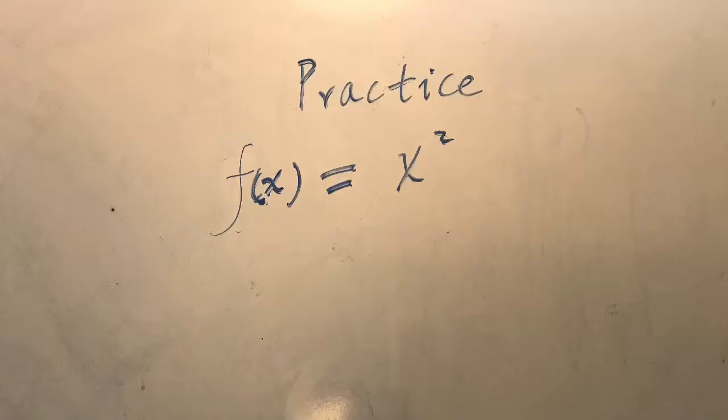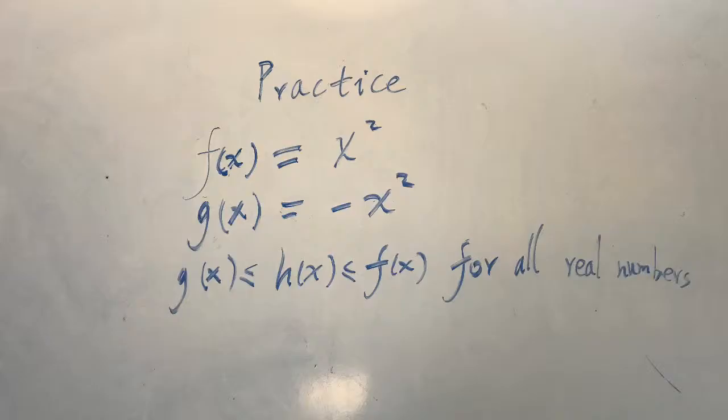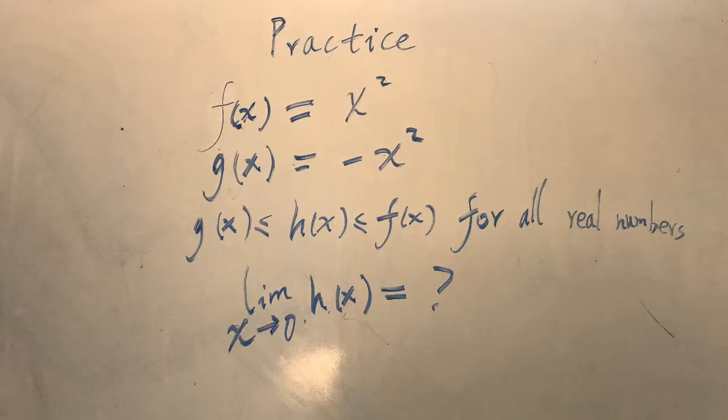Let's suppose that f of x equals x squared and g of x equals negative x squared. f of x is larger than or equal to h of x, which is larger than or equal to g of x, for x equals all real numbers. Now, what is the limit of h of x when x approaches 0? You have 5 seconds to answer.